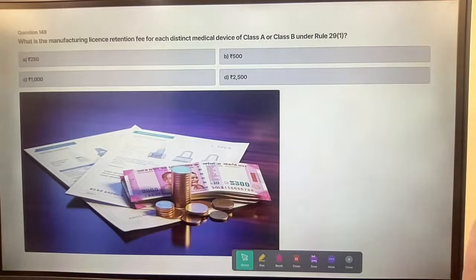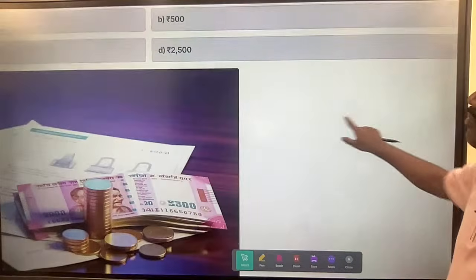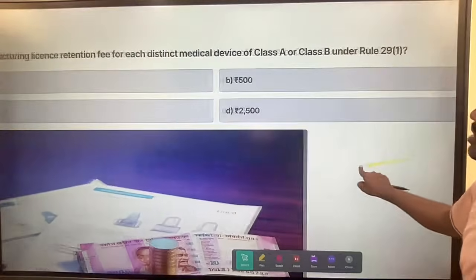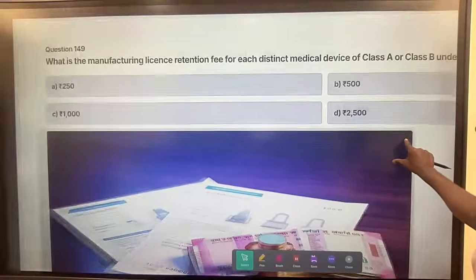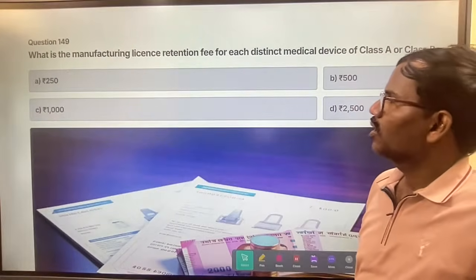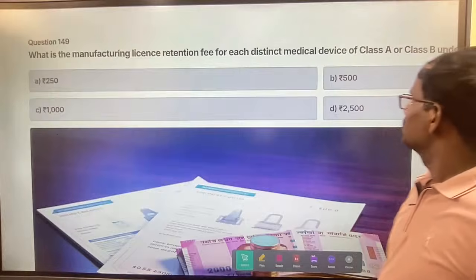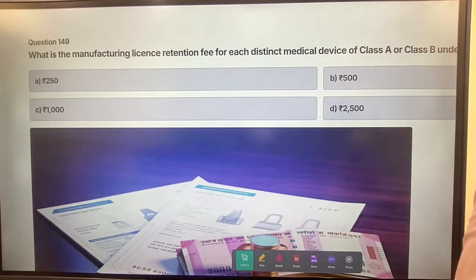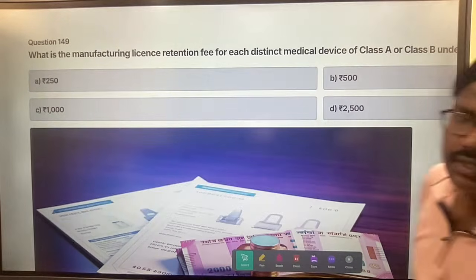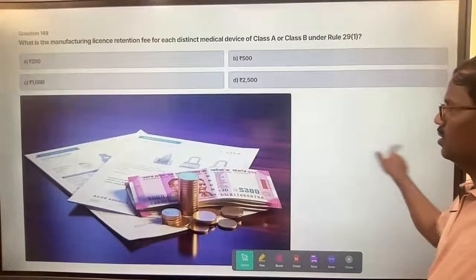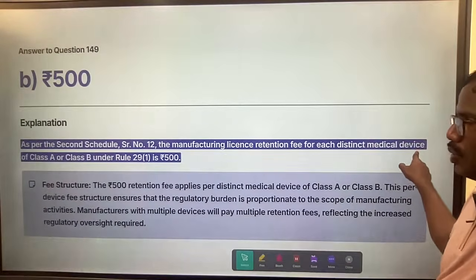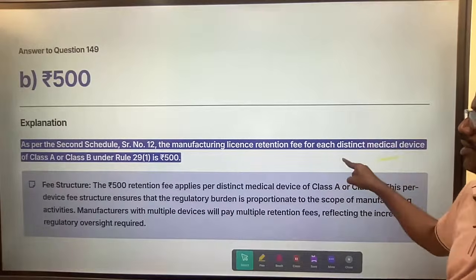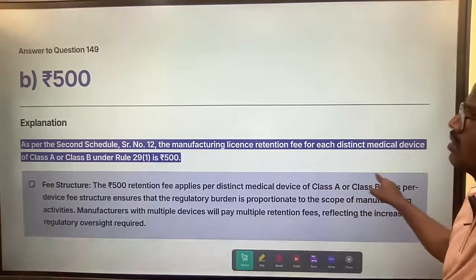And the last question: what is the manufacturing license retention fee for each distinct medical device of class A or class B? Simple question. How many rupees? 250, 500, 1000, 2500. Each distinct medical device, per device. Right, 500 rupees. As per the second schedule, serial number 12, manufacturing for class A and B requires 500 rupees, and class C and D requires 1000 rupees.